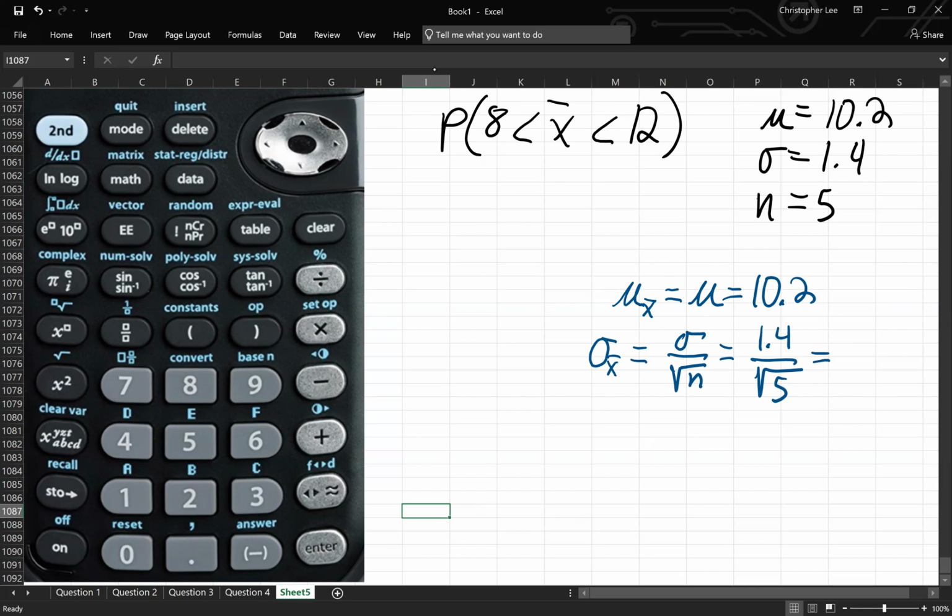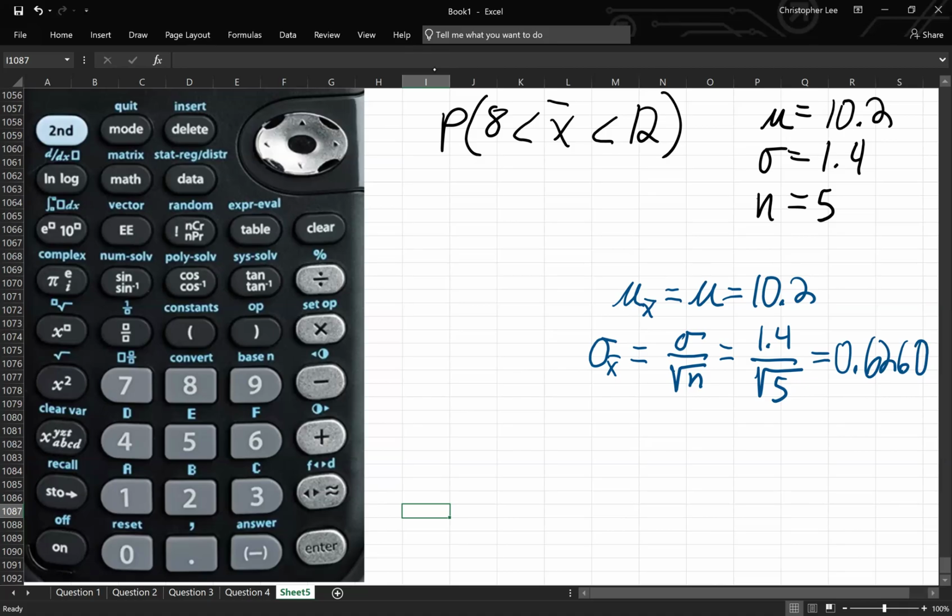Tell me what you get when you do it in the calculator. Yeah, 1.4 divided by the square root of 5. Square root of 5, second square root and then 5. We have 4 decimal places, so 0.6260. All right, let's go with that.